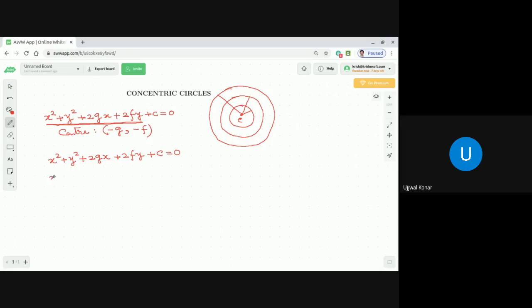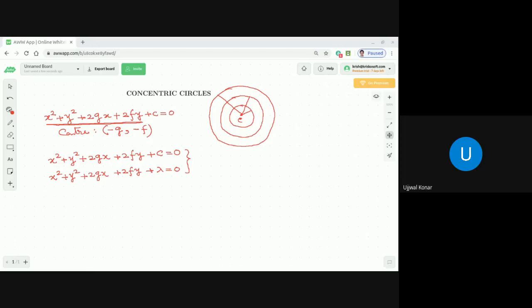Then if I write another circle something like this, x square plus y square plus 2gx plus 2fy plus lambda equal to 0, then you see, dear students, these two circles are concentric circles, isn't it? Because c and lambda actually differ. They actually tell what is going to be the radius. Okay, so these two are concentric circles. So that is what I wanted to discuss first.